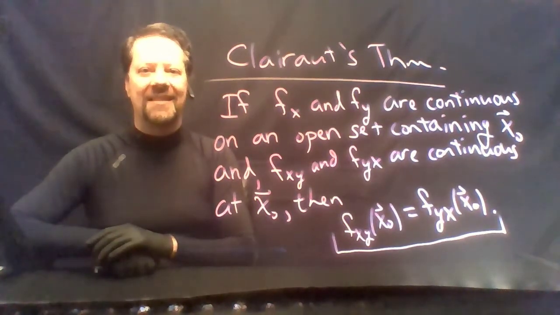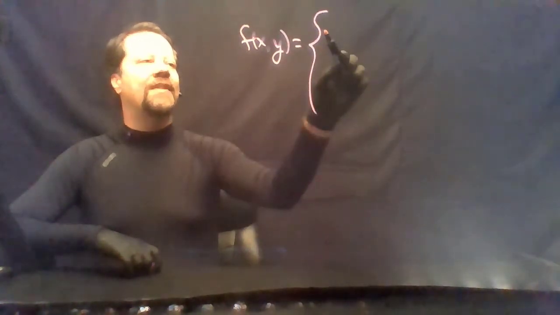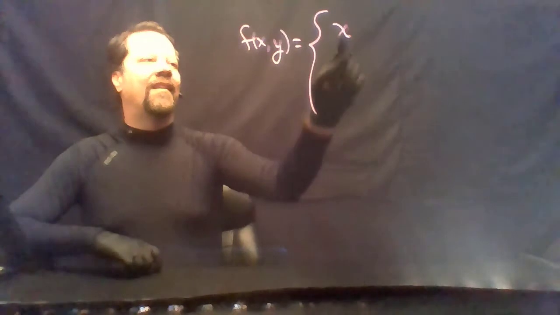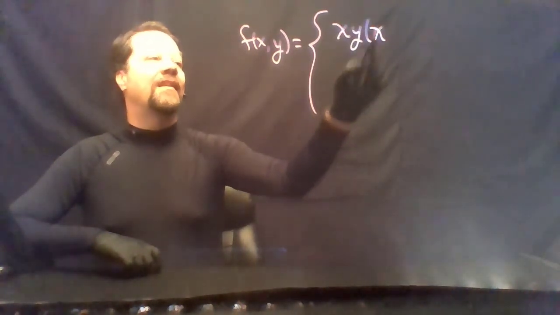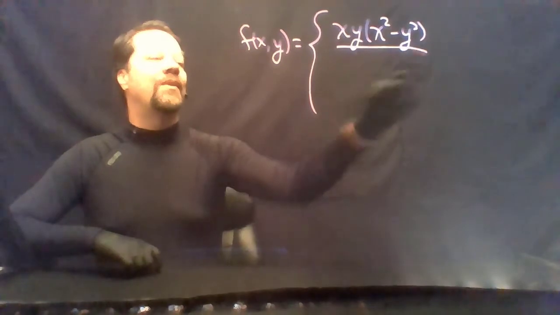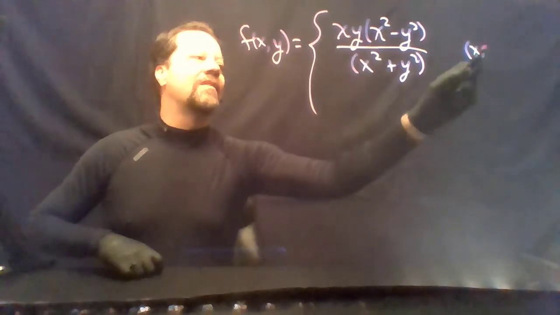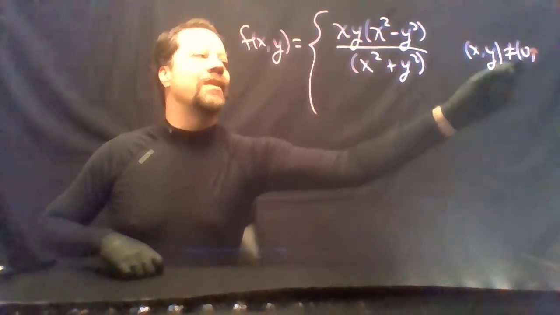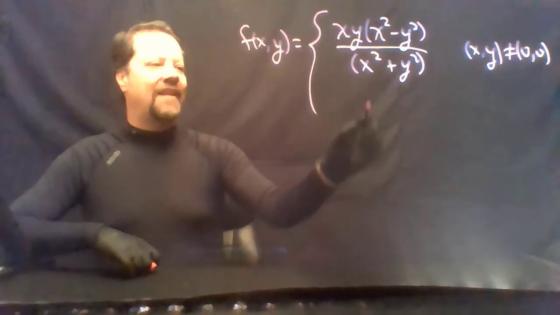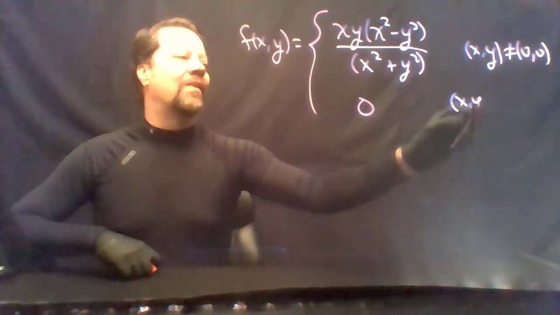Now I want to give you a very important example where these second order partials don't equal each other. Let's suppose the function has the form xy times x squared minus y squared over x squared plus y squared, as long as (x, y) is not the origin, and 0 at the origin.